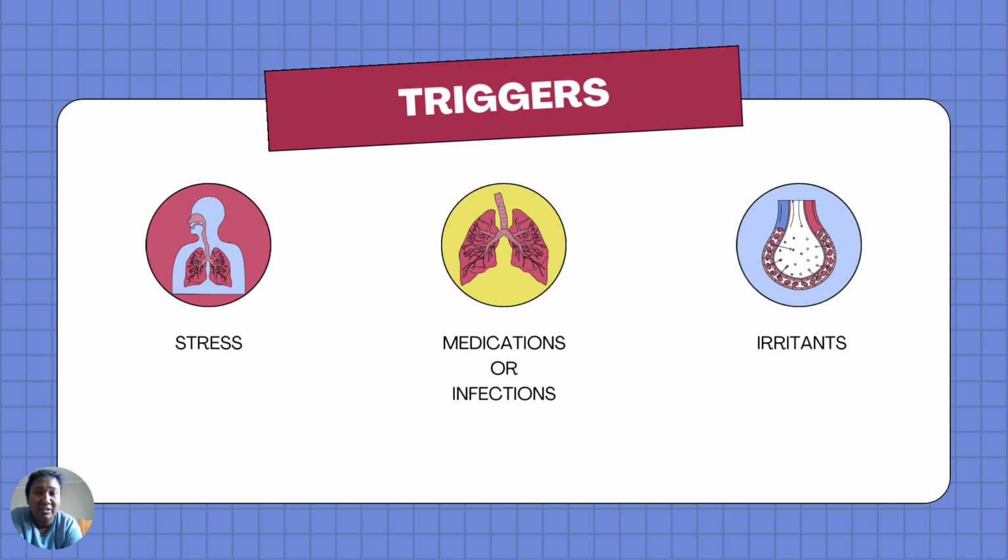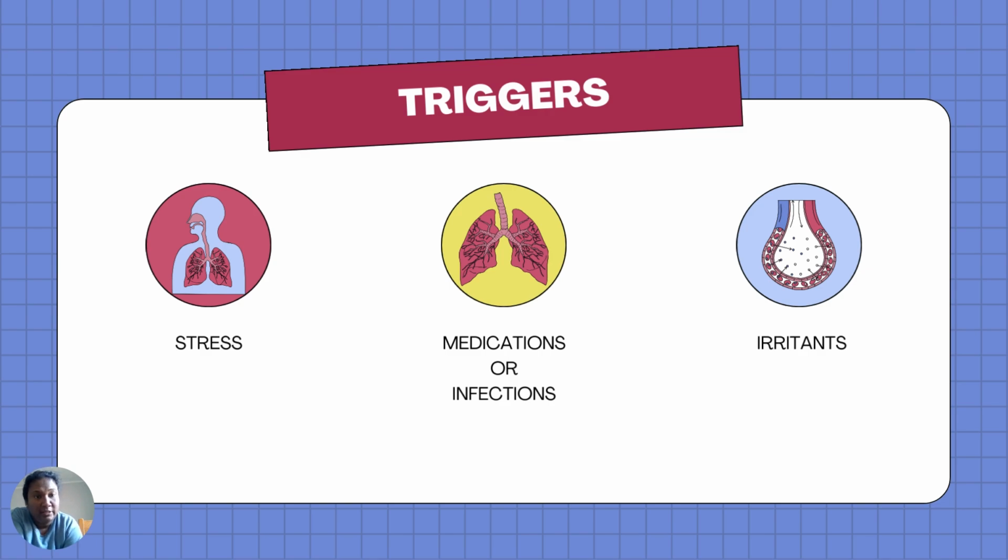So what could be the infections or medications? I would say, in case of rhinosinusitis with post nasal drip, medications, and then viral respiratory tract infections, or even GERD, or gastroesophageal reflux disease. So these could be the triggering factors for asthma.